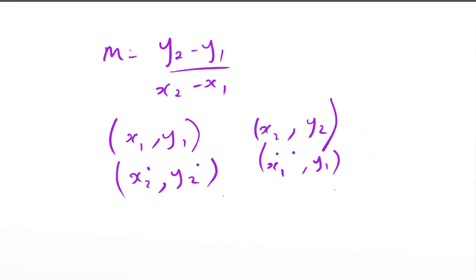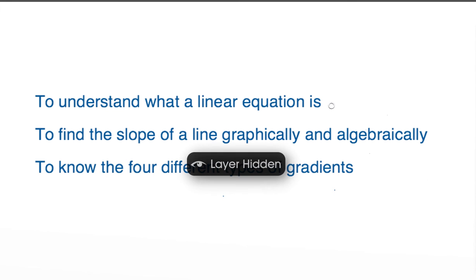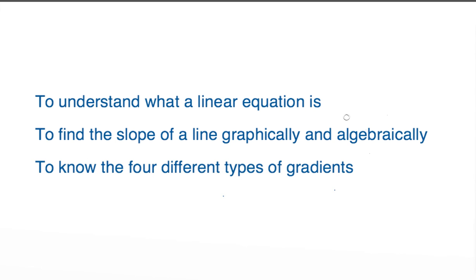Okay, so to just really briefly visit the learning intentions, we've looked at what a linear equation is. We have learned how to find the slope of a line graphically and algebraically, and we now know the 4 different types of gradients: positive, negative, 0, and undefined. So if you're not really sure about either of these, please do go back and watch the video. Otherwise, I'll see you in the next video, which will be on 21B.